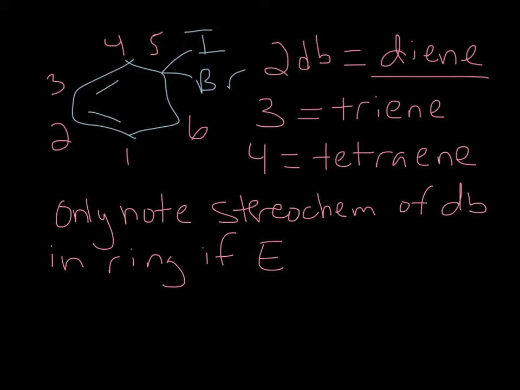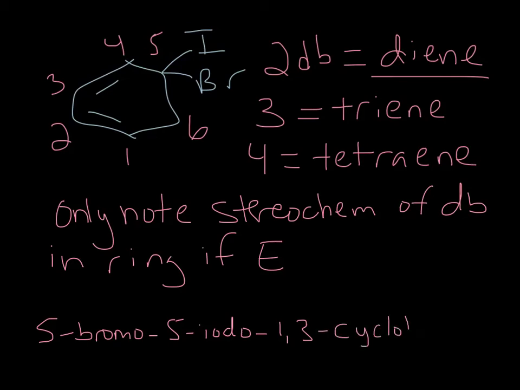So if we want to name this compound, we're going to start with our substituents out front, since we don't need to note the stereochemistry of the double bonds. So put those in alphabetical order. That would be 5-bromo, 5-iodo, 1,3. I have 2 double bonds, so I'll need 2 locants. And then cyclohexadiene.